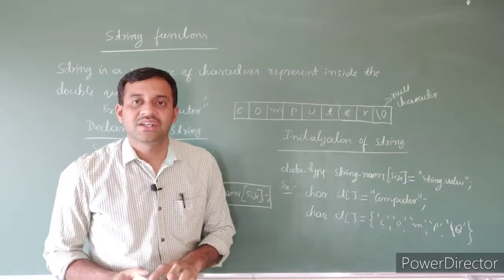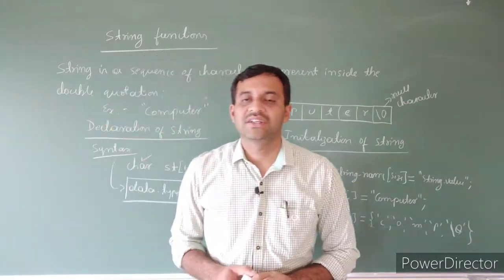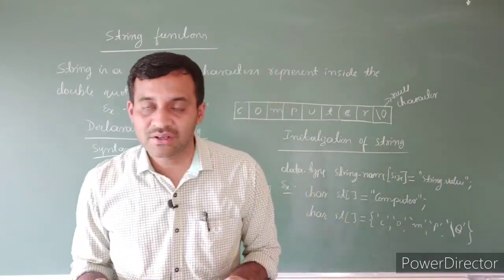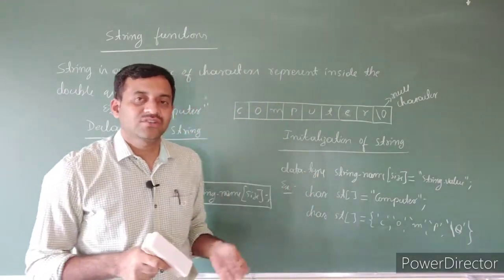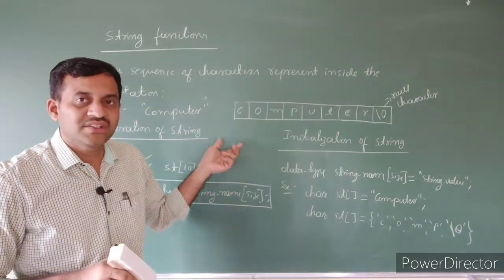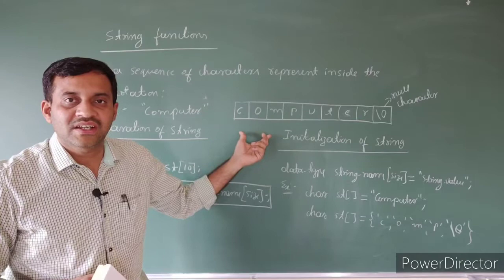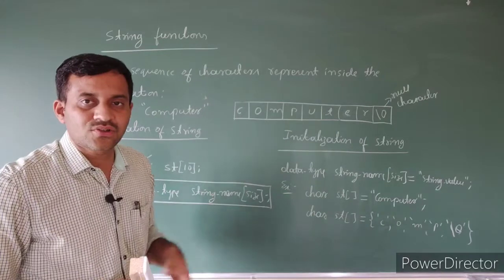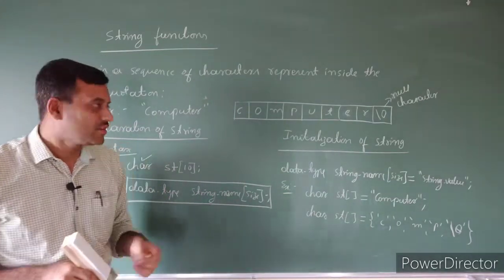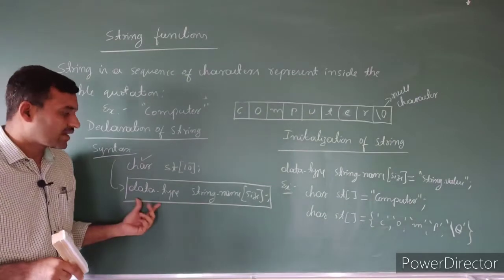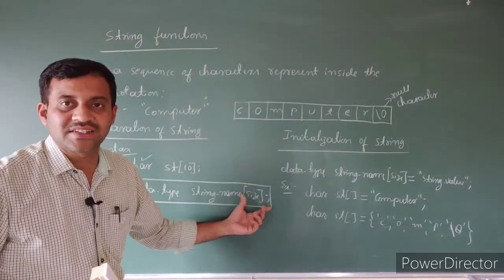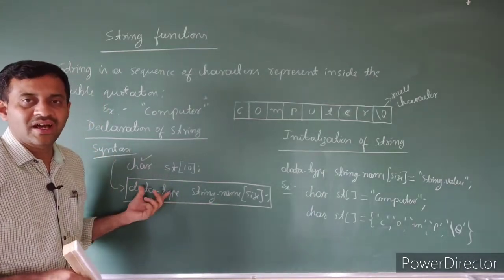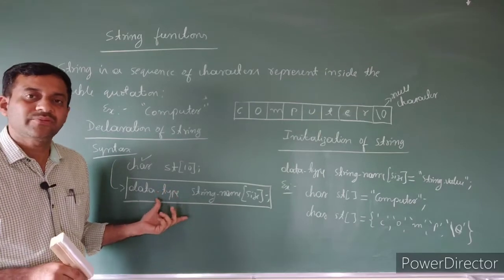Here, what is a string? A string is a sequence of characters, represented in double quotation. Strings are also called character arrays because a one-dimensional array is used to represent a string. Hence, strings are also called character arrays. To declare a string, we use the data type, then the string name, followed by size. It is the same as a one-dimensional array declaration, but the data type is always character type. So, this is the declaration of a string.